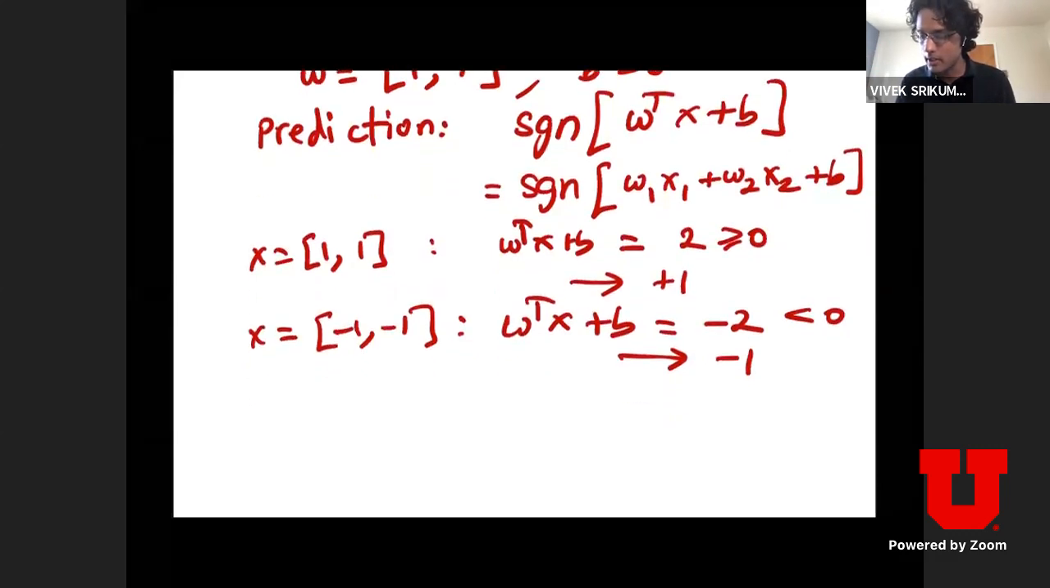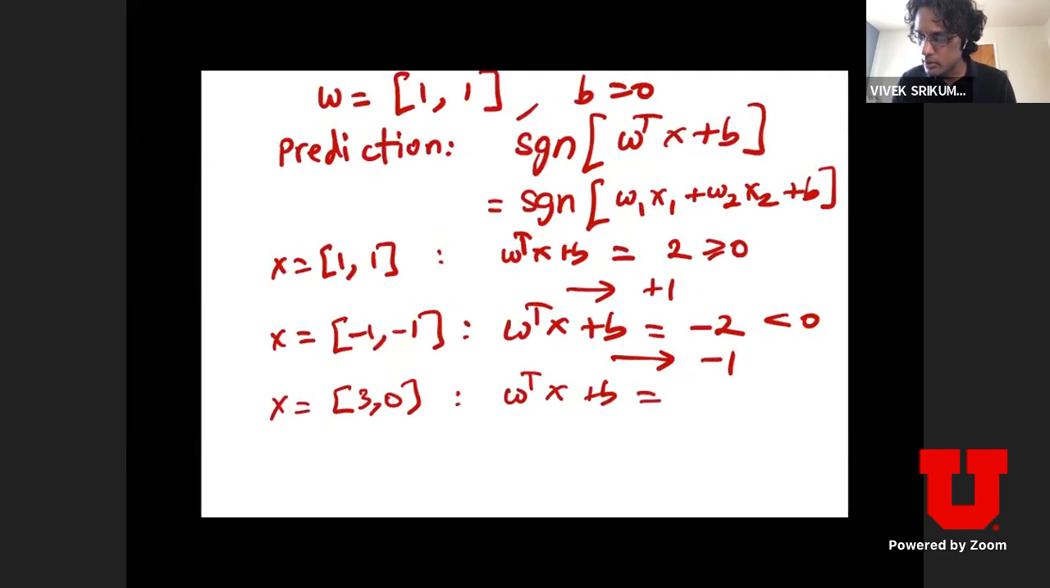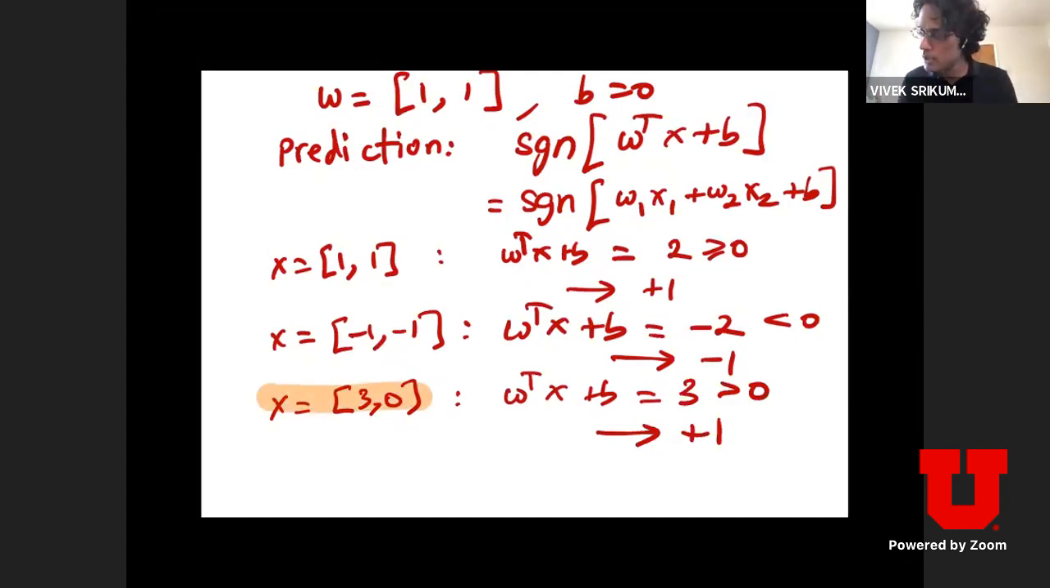There's no update. The third example is X is 3, 0, which means W transpose X plus B is 3 times the weight 1, so 3 times this plus 0 times this. So it is 3, which is greater than 0, which means the prediction is 1, but the ground truth is minus 1. So this example will cause an update.